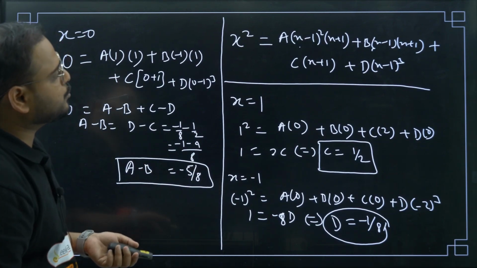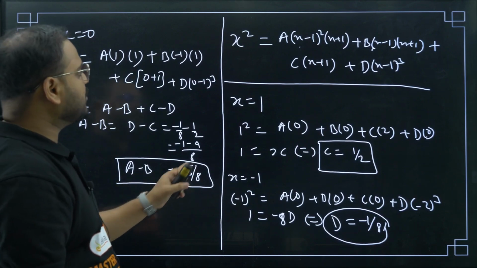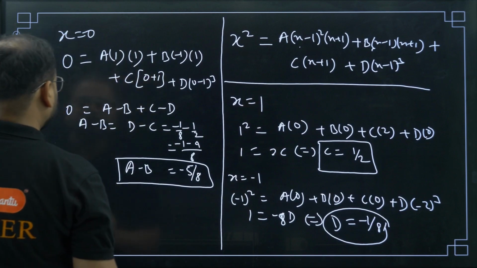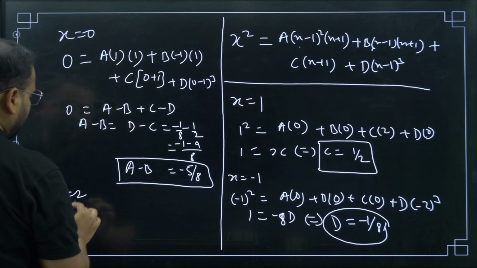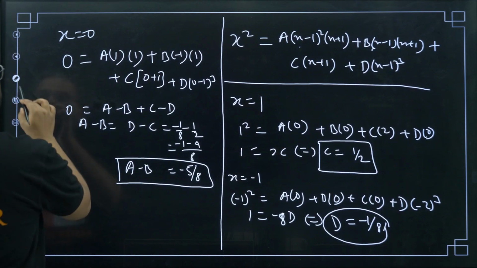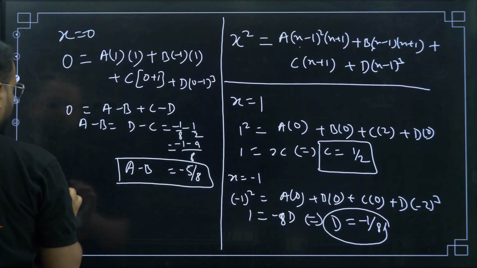So let's put x equals to, see, if I put 0, I get negative, negative. If I put 2, I might get positive because 2 minus 1 will be positive only. So let's try here. x equals to 2 I am putting.